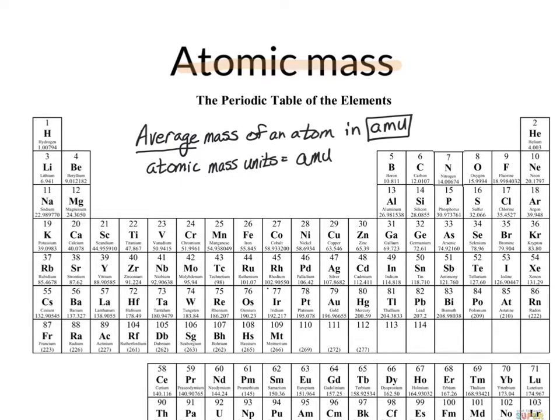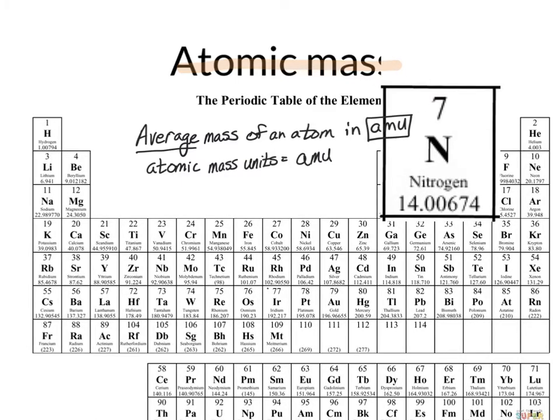So what is the atomic mass for nitrogen? First we need to find nitrogen. It's over here. We'll look at it and focus on it, and we see that it has 14.00674. Your periodic table may say 14.00, and that's fine. For us, we're just going to say it's 14.00. That is the atomic mass of nitrogen.